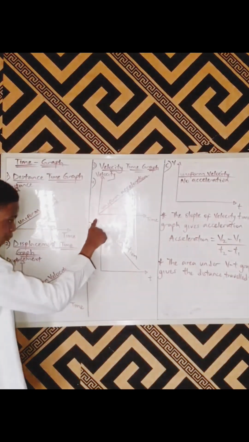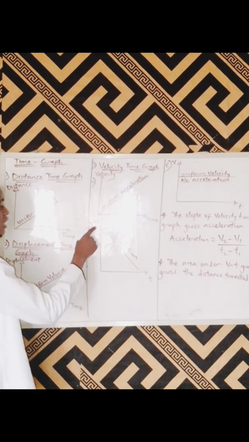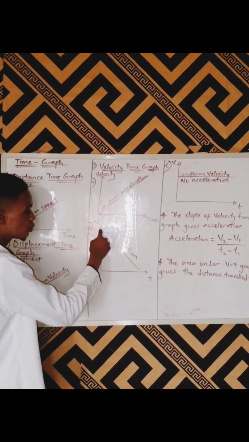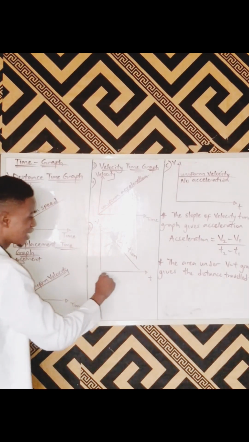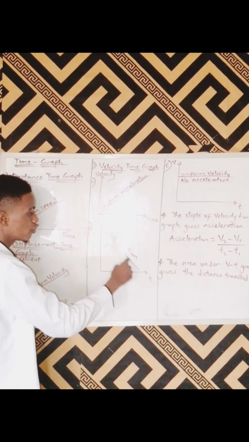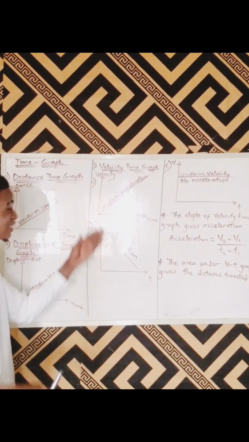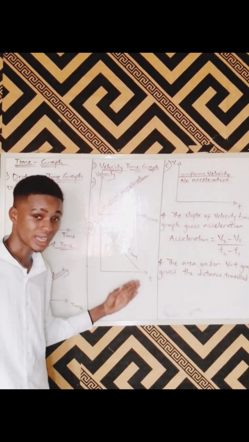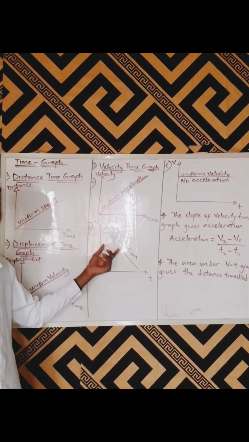But in this VT graph, the velocity is reducing with time. As time increases, the velocity reduces. It is called uniform retardation. Because the velocity reduces with time, it's called uniform retardation.